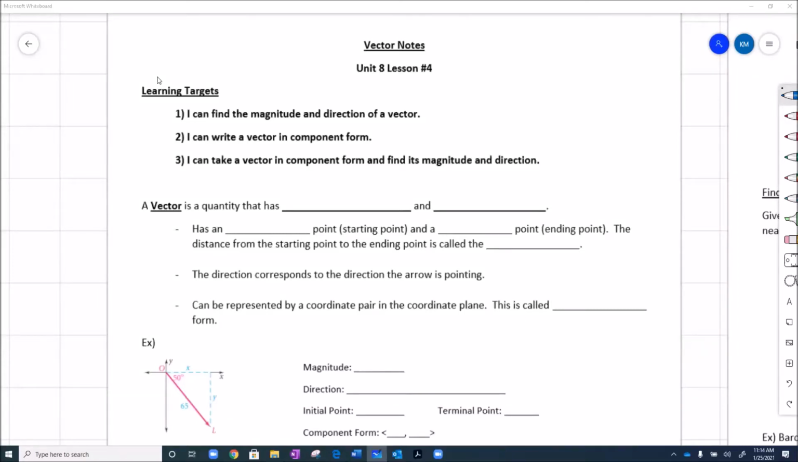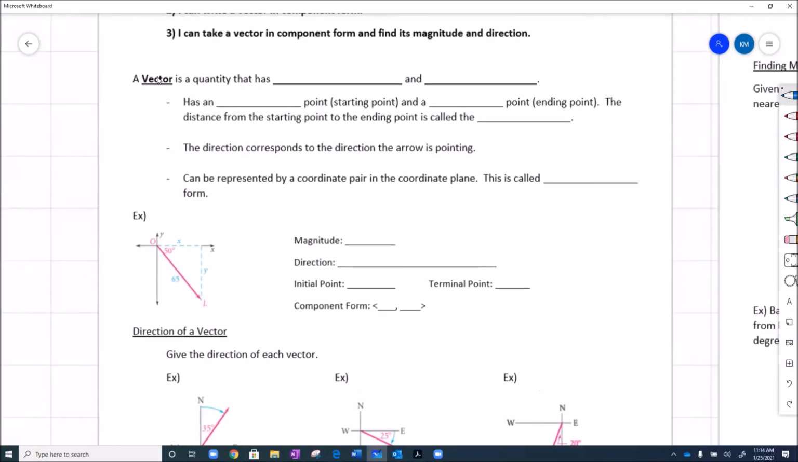Today we're going to look at vectors notes. At the end of this video, you should be able to find the magnitude and direction of a vector. You should be able to write a vector in component form, and you should be able to take a vector in component form and find its magnitude and direction. Okay, a vector is a quantity that has magnitude and direction.